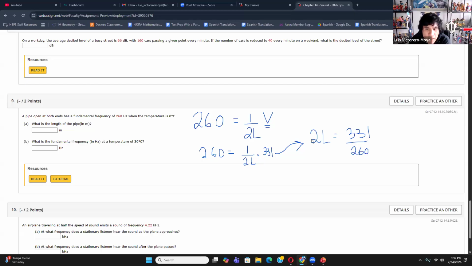What's the fundamental frequency at 30 hertz? That will be 343. So you want to find f when v is 343 and you already have the length of the pipe from part A. That's just that.